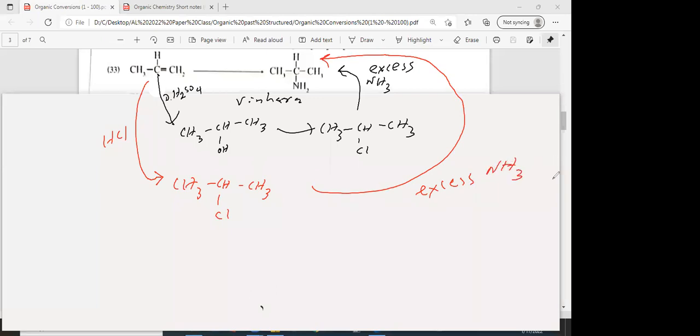Okay. Now the problem is this: if the NH2 group is at the terminal, then you have to be careful. Then you have to add HBr in the peroxide medium.